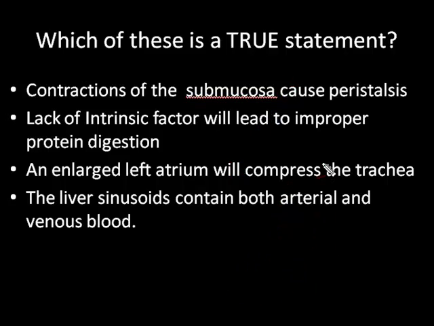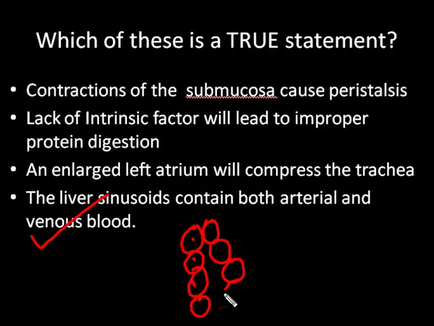And the last statement, which says the liver sinusoids contain both arterial and venous blood. This is the true statement, because the sinusoids, which are present between the liver cells known as hepatocytes, do contain both arterial and venous blood. The hepatic artery sends its blood into this, and the portal vein also sends its blood into this. The portal vein is carrying blood which is very rich in nutrients. Those nutrients can pass into the cells. The artery carries oxygenated blood, and so that's how the liver cells get the oxygen.